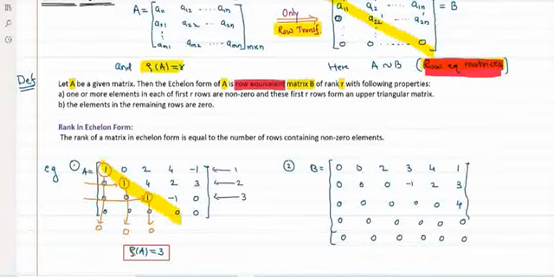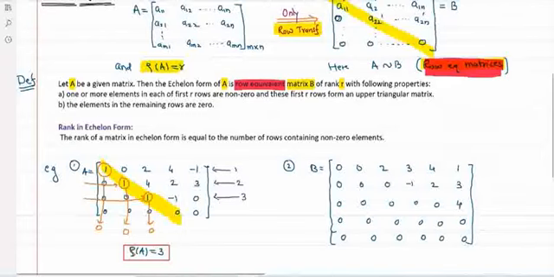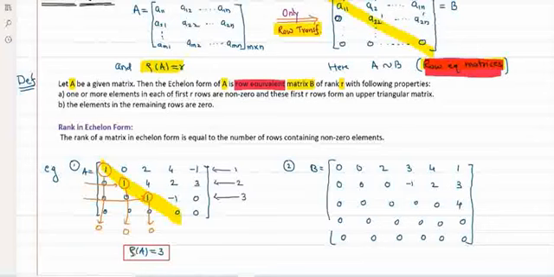What is the order of the matrix? Anyone? 5 cross 5? Sorry, 6 cross 5, sir. 1, 2, 3, 4, 5, 6 rows. Tell me the number of rows: 1, 2, 3, 4, 5. So the order is 6 cross 5. Okay.